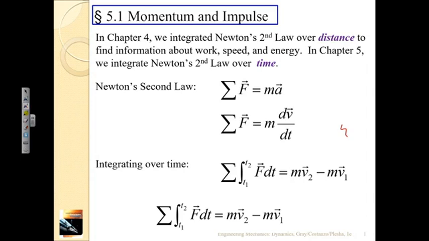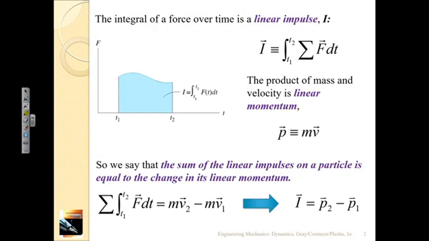We've got momentum, this mv, sometimes we'll call that p. So p1 is mv1. So we could rewrite that: p1 plus my impulse is equal to p2.